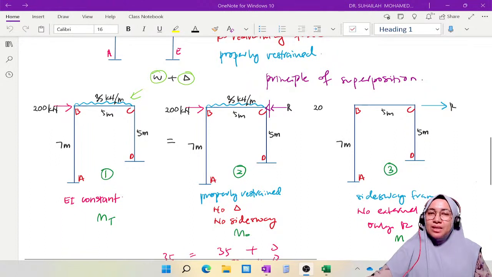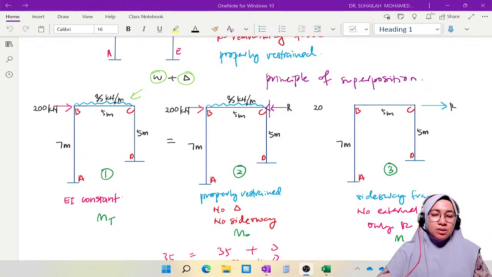Label number 1 is actually the question given, where in the frame there is an external loading of 200 kilonewton located at B in the right direction, and then we can see that there is a 35 kilonewton per meter UDL subjected along member BC. Due to unsymmetrical loading and unsymmetrical geometry of the frame, the frame has both external loading and delta.